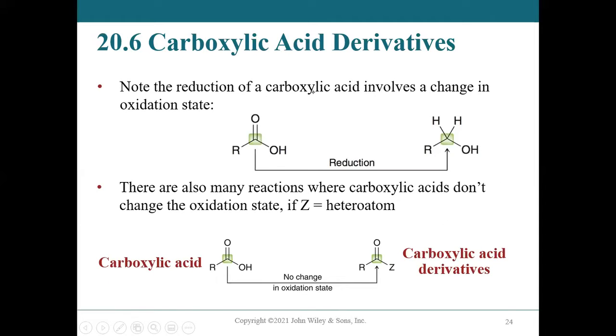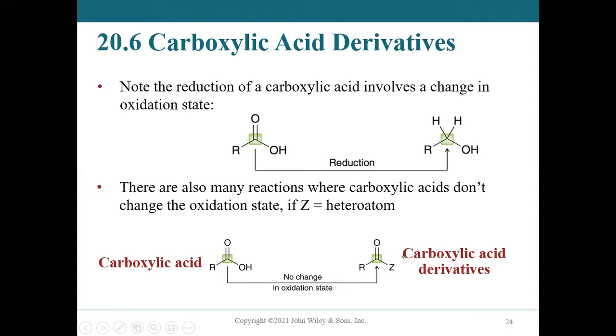Note the reduction of carboxylic acid involves a change in the oxidation state. Here we have this carbon bonding to 3 oxygens, because this double bond counts as bonding to 2 oxygens, and the product has the carbon bonding to only 1 oxygen. There are also many reactions where carboxylic acid does not change the oxidation state, if Z is a heteroatom. So in those kinds of reactions, there's no change in oxidation state.